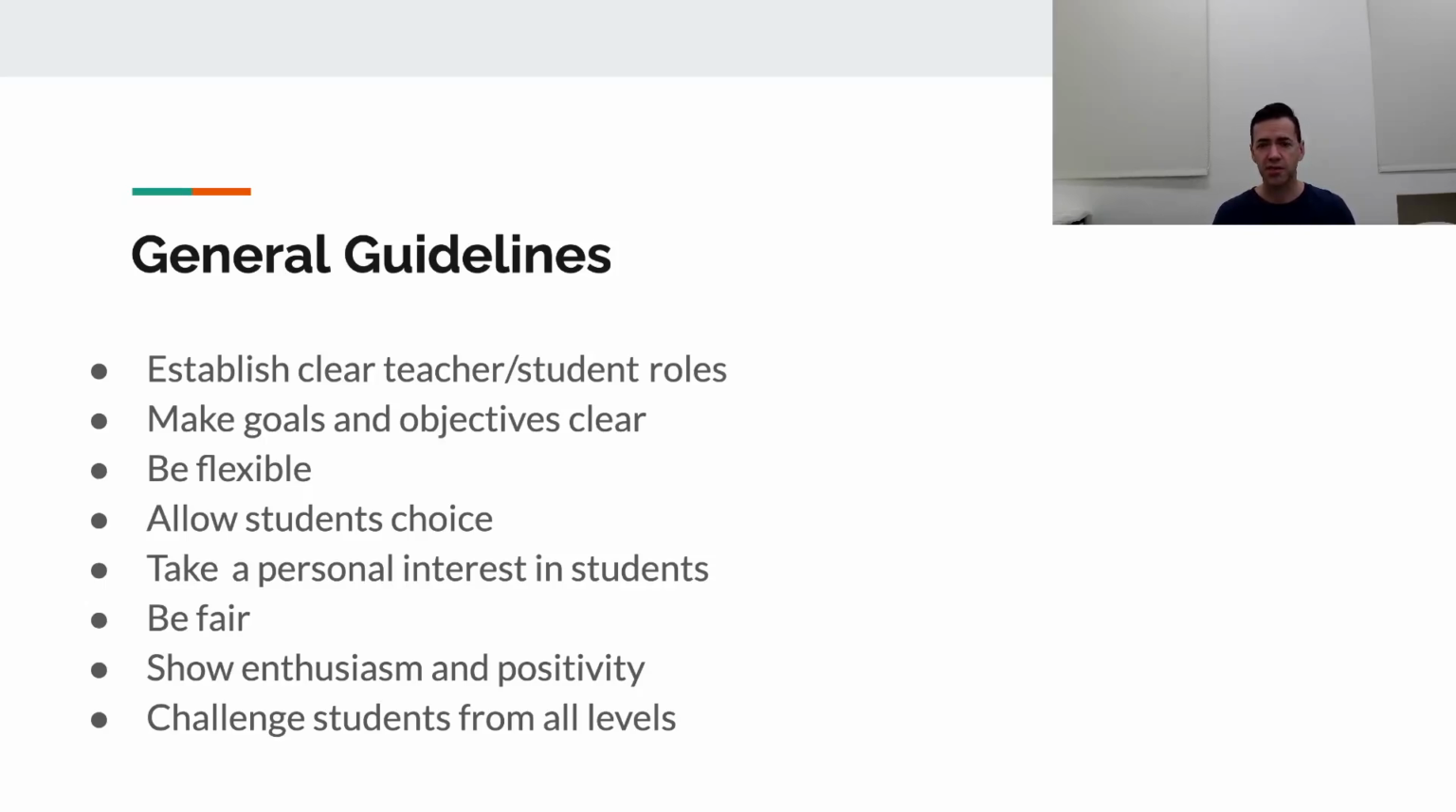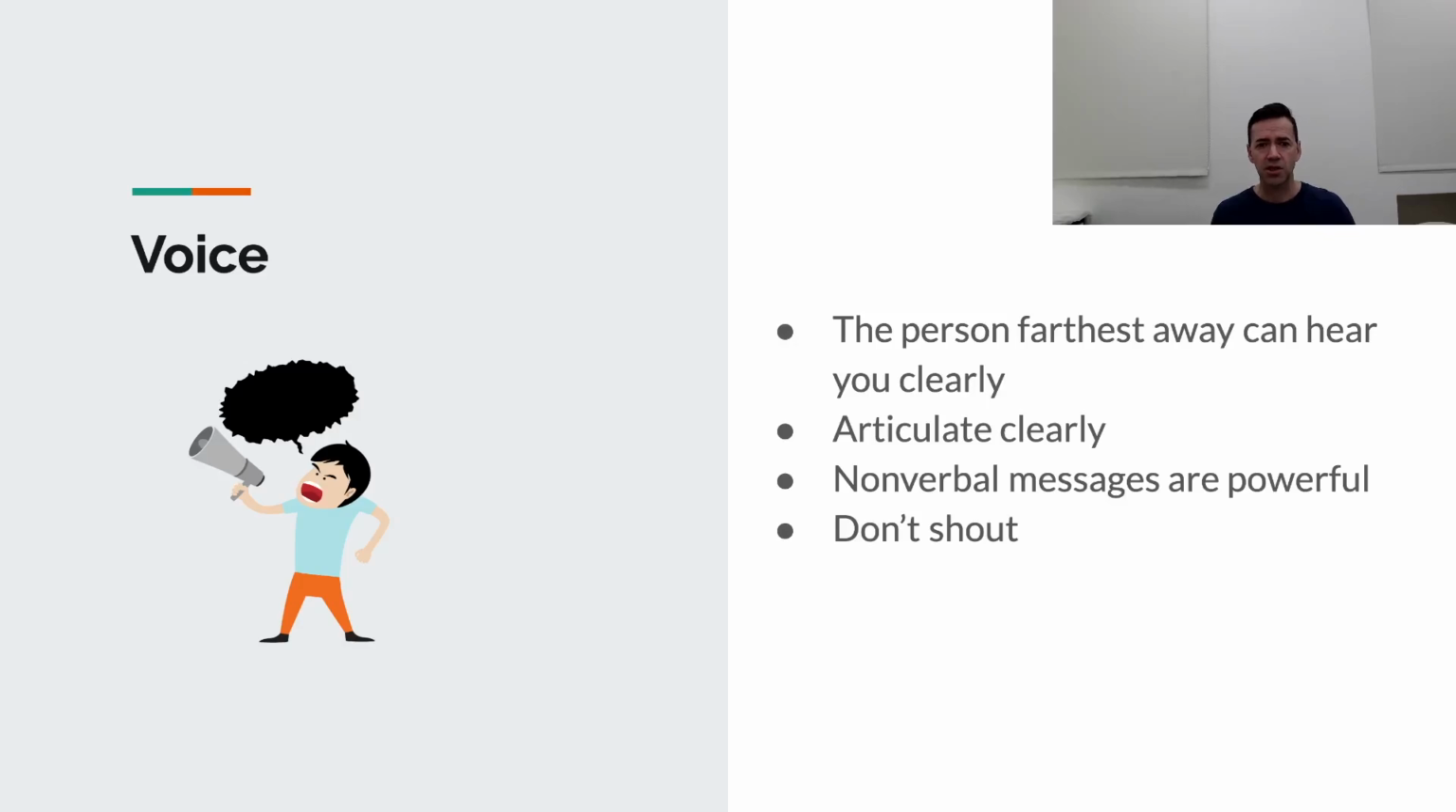Show enthusiasm and positivity. Show the students that, you know what, I enjoy you. I enjoy watching you learn, and you are all going to do well. Be that way no matter how they're acting. And challenge the students from all levels. So you can't just challenge your high level students. You have to challenge all levels of students all the time. And that will also lead into the next video, which is on differentiated learning, when we talk about the different levels of students.